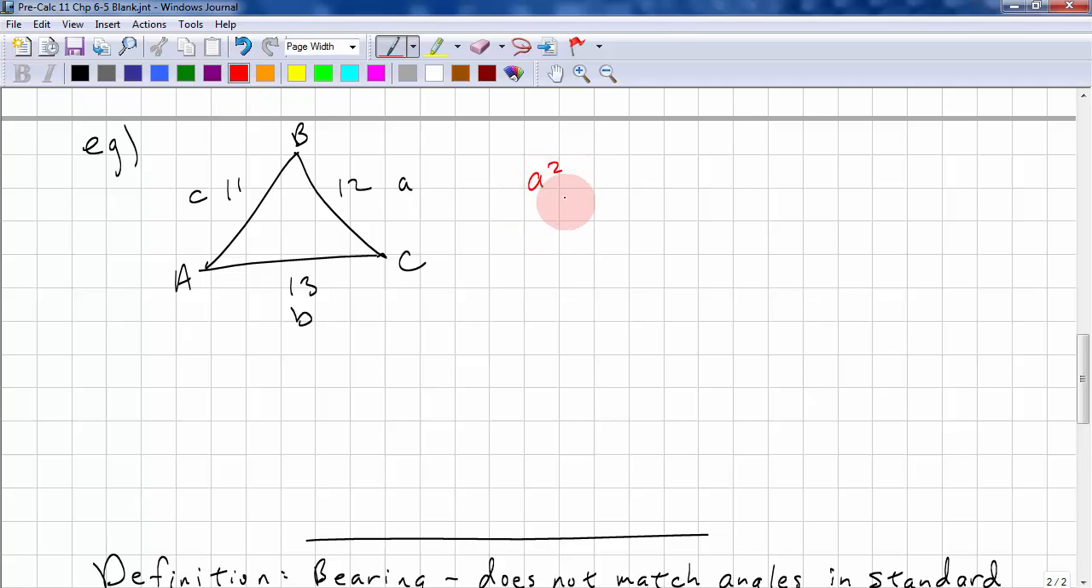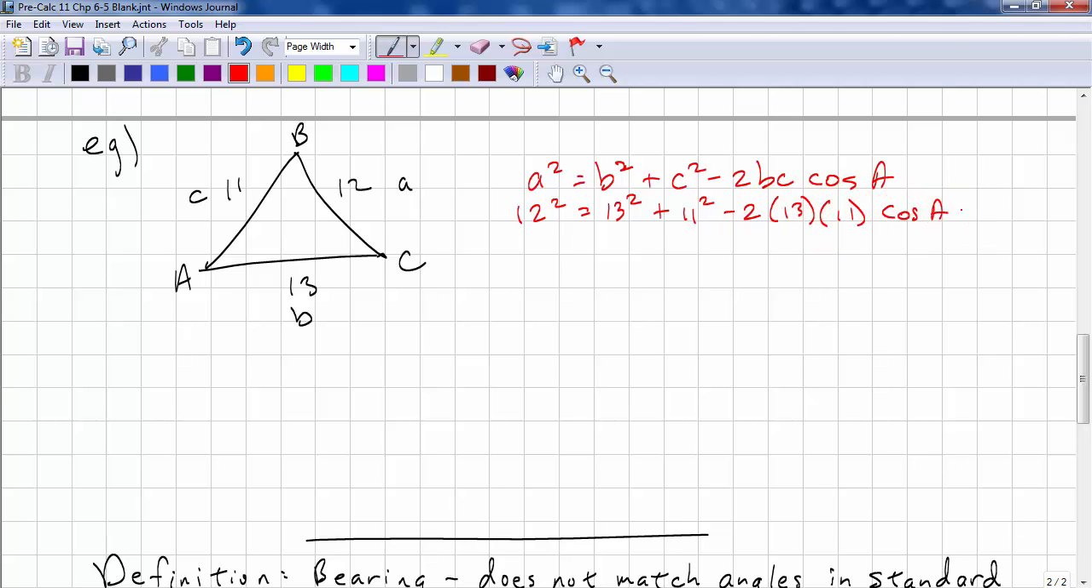So a squared equals, you can choose any one you want, it doesn't matter, b squared plus c squared minus 2bc cos A. So 12 squared equals 13 squared plus 11 squared minus 2 times 13 times 11 cos A. This time we have to do some algebra. It's not just a matter of plugging it in.